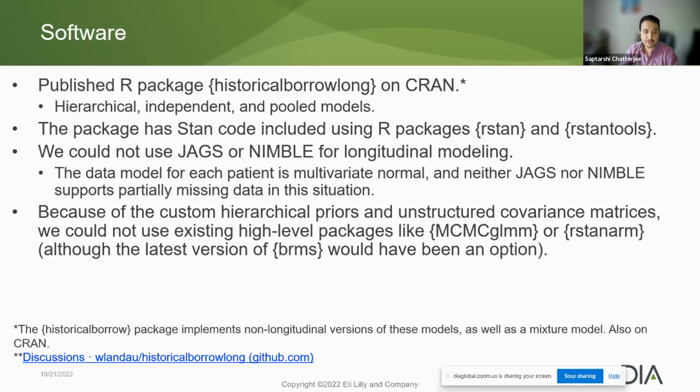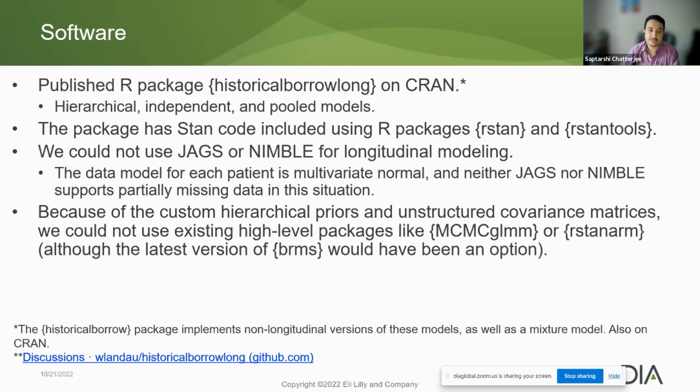And typically, when we start a project like this, which is a little bit longer and broader, we typically start with JAGS, but we could not really use JAGS or Nimble because they cannot handle the multivariate nature, or the correlation within a single patient. Here, in this case, the data model for each patient is multivariate normal, and it also had partial missingness, so we had to rely on Stan for that purpose.